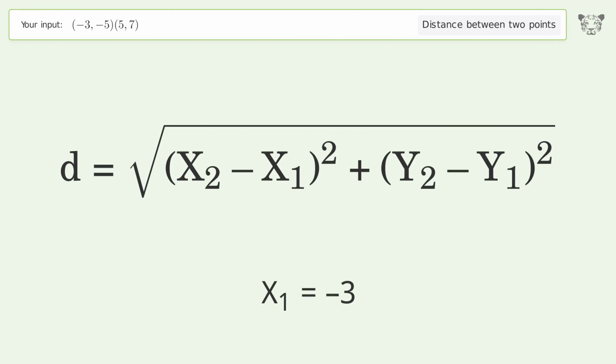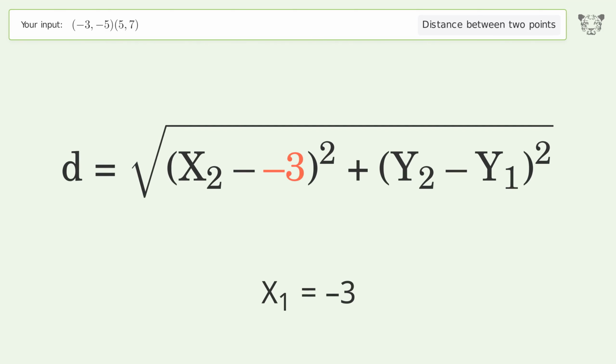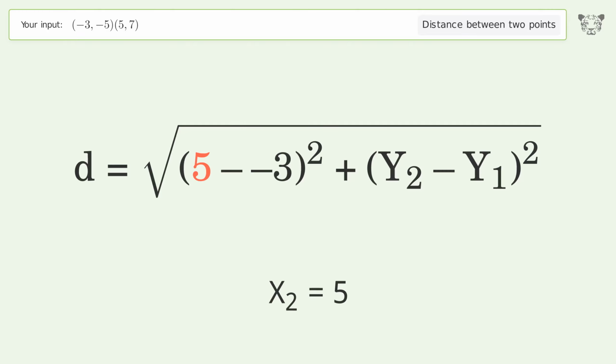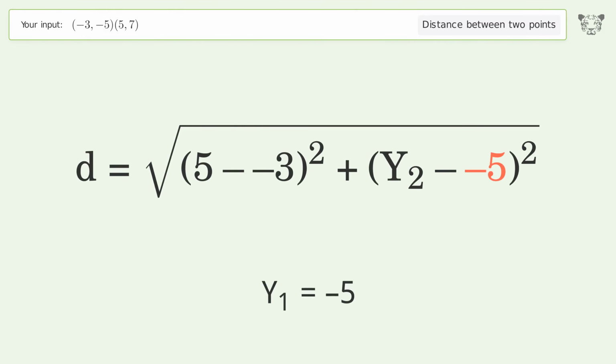x1 equals -3. x2 equals 5. y1 equals -5. y2 equals 7.